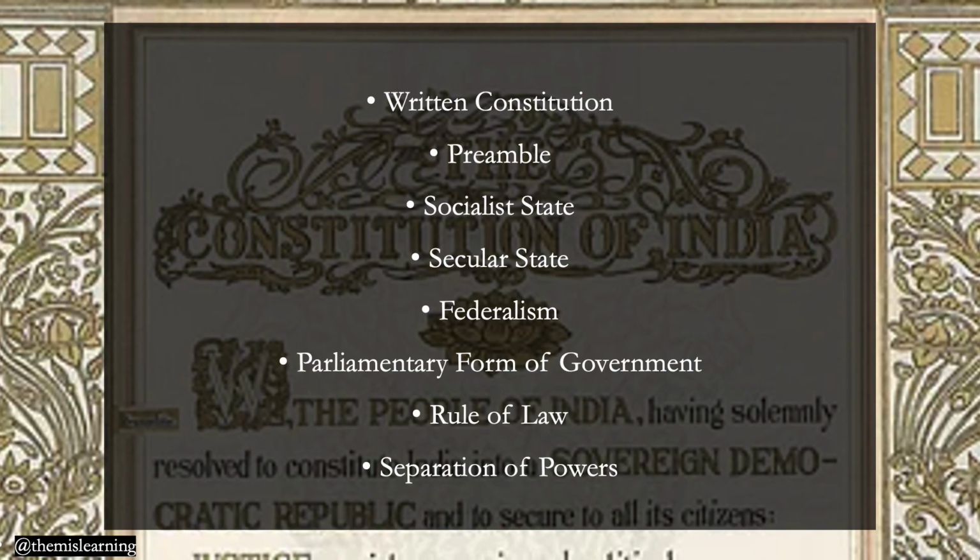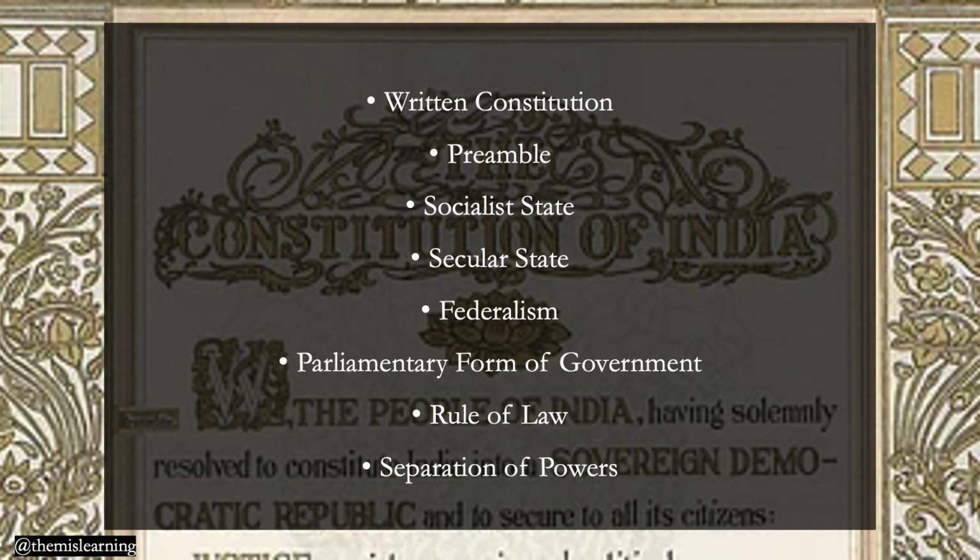To begin with, these are the primarily important distinctive features of the Indian Constitution which are essential to be written in every competitive exam which is asking about the distinctive features of the Indian Constitution. Firstly, ours is a written constitution. It has an elaborate preamble. It envisages a socialist state, a secular state. The constitution also provides for a very different form of federalism.